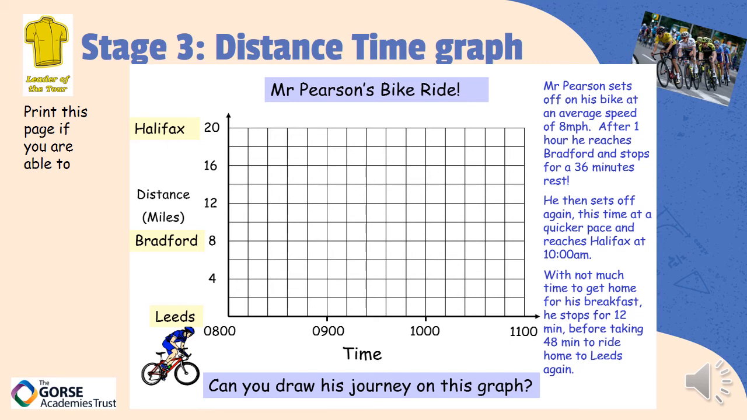Okay, here's Mr. Pearson's bike ride. Mr. Pearson sets off on his bike at an average speed of 8 miles per hour. After 1 hour, he reaches Bradford and stops for a 36 minutes rest. He then sets off again, this time at a quicker pace, and reaches Halifax at 10 a.m. With not much time to get home for his breakfast, he stops for 12 minutes before taking 48 minutes to ride home to Leeds again. Can you draw his journey on this graph?